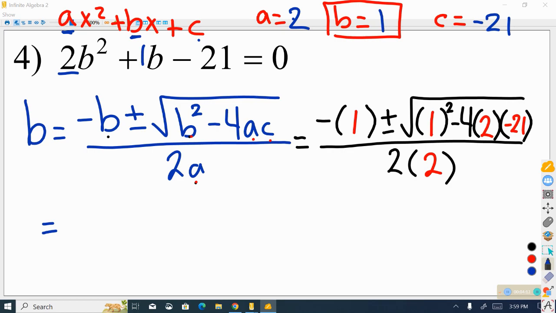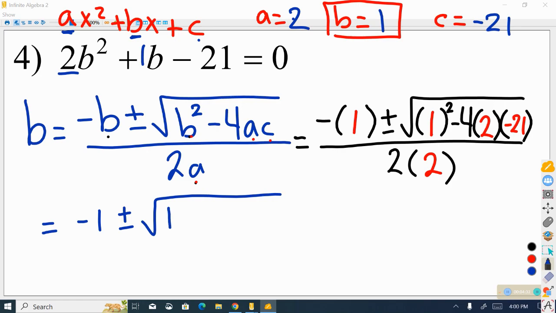So this would be our first step, and as we do this work, we're going to go through and now calculate. We're going to get a value. So we have the negative outside of the parentheses with the 1, so that just becomes negative 1. Then we have plus or minus the square root, and we have 1 squared in parentheses, so that just becomes 1 because 1 squared is 1.